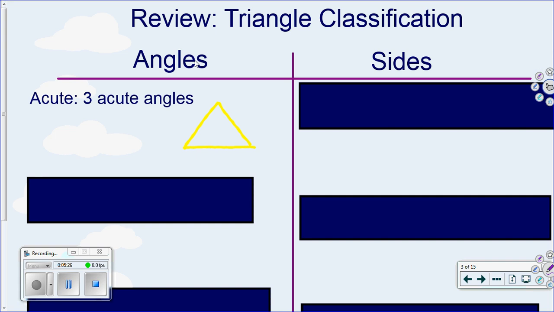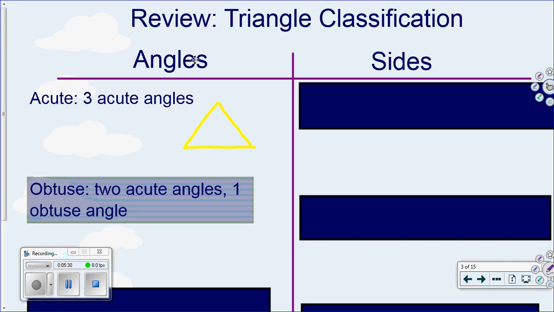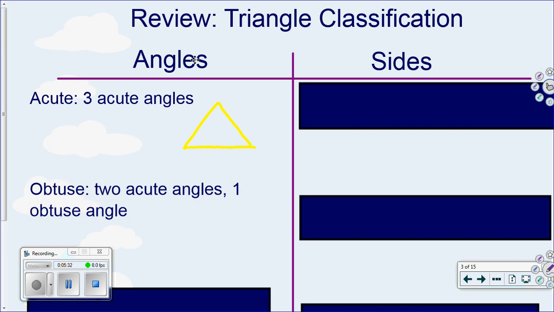All right. The opposite of acute is obtuse. So obtuse, inside a triangle there's a rule. There can only be one obtuse angle, and the other two have to be acute. Does anybody know why?